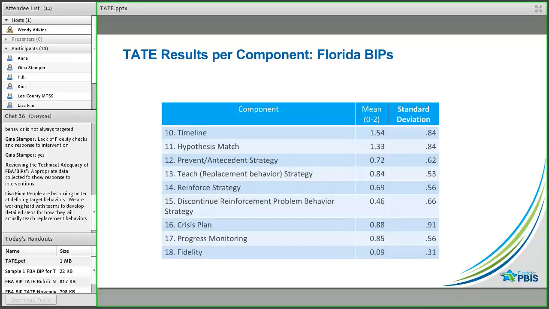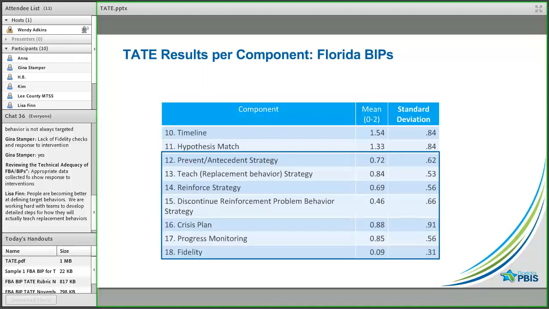Okay, and these are the BIP scores, the individual 9 items. And you can see on those, outside of 10 and 11, Florida as a state has a lot of work to do. So at least it's not just your district that has some work to do with replacement behaviors and being more precise in describing them. You can see that everything from 12 to 15 are your primary or core intervention strategies: prevent strategies or antecedent, teaching the replacement behavior and reinforcing that replacement behavior, and responding to problem behavior. Those are all below 1 and closer to 0. So all of those need help.